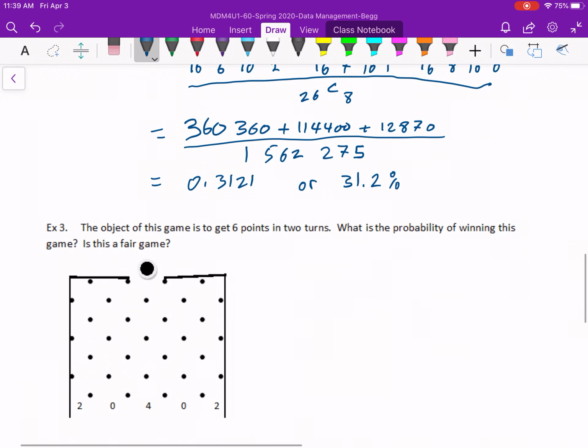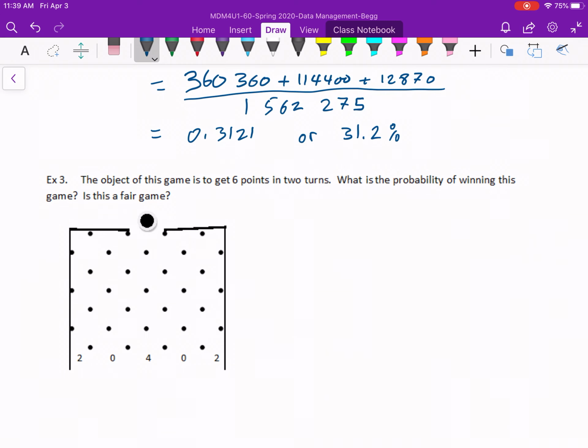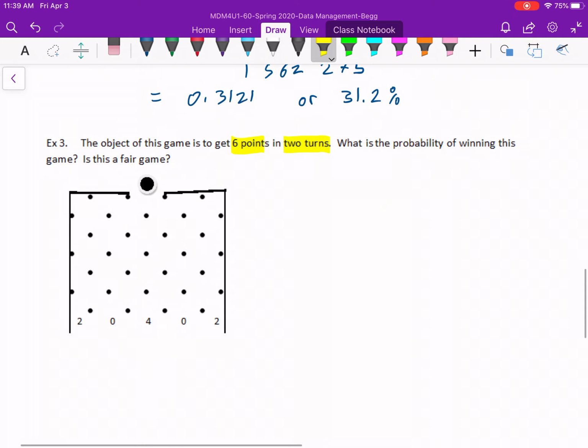Last one involves Plinko boards. Now remember, we've recently been talking about Pascal's triangle, and when it comes to Plinko boards, we want to use the concepts we've learned for Pascal's triangle. So in this one, the object of the game is to get 6 points in 2 turns. So we have to consider the fact that there's going to be 2 turns going on. So probability of winning the game, is it a fair game? We'll get to those in a bit. But the first thing we need to do is find out our probabilities for 1 round of the game. So for a single turn, then we can move on from that.